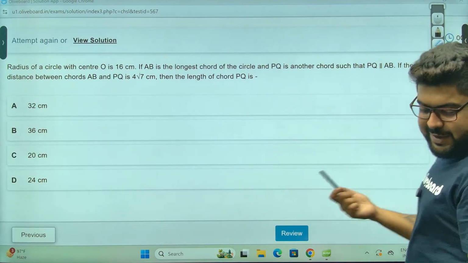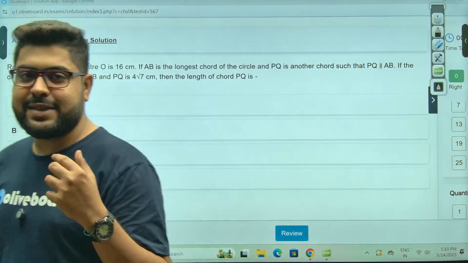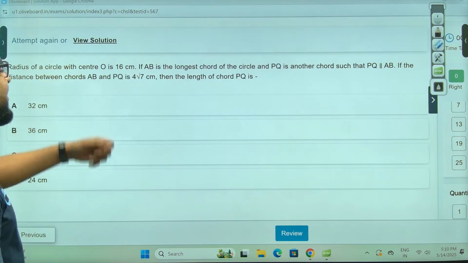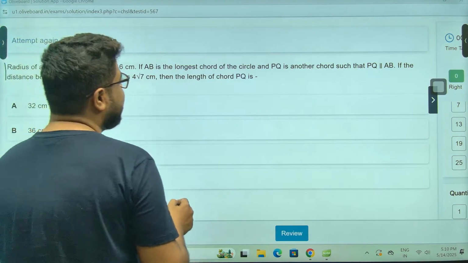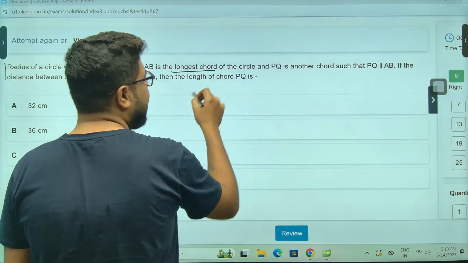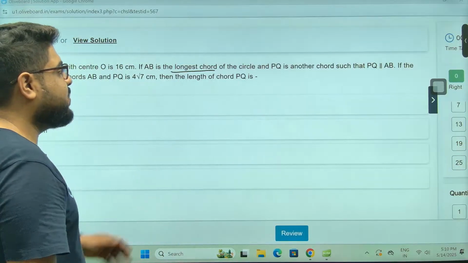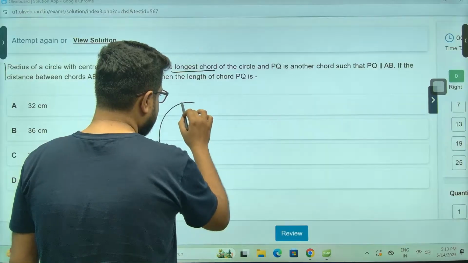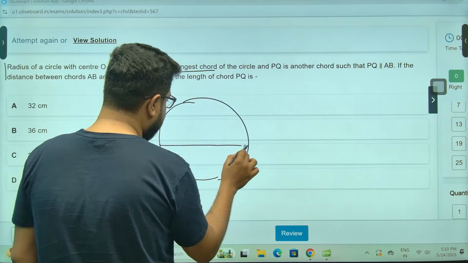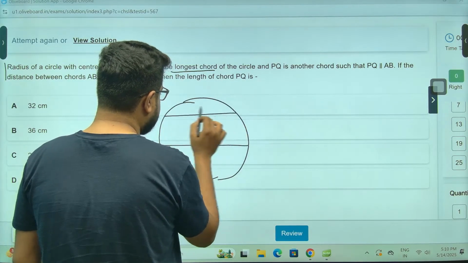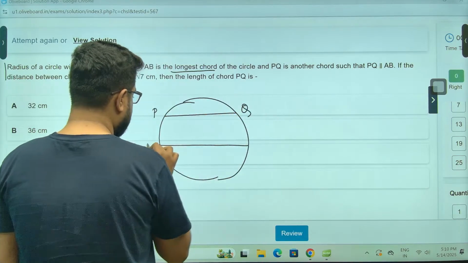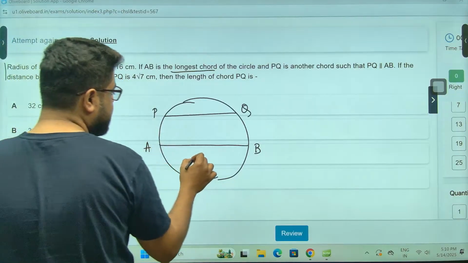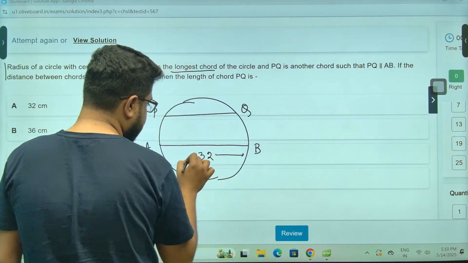If the question is easy, celebrate that. Radius of a circle with center O is 16. If AB is the largest chord, the longest chord means its diameter. PQ is another chord such that both are parallel. So this is the diameter AB, this is another chord PQ that is parallel. Radius is 16, which means the total diameter is 32, right?